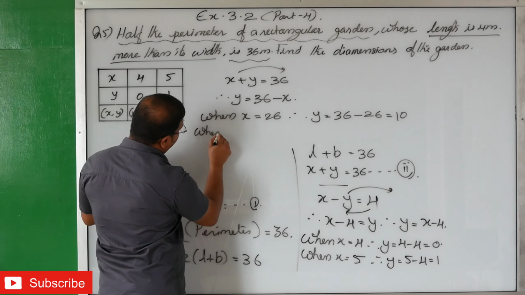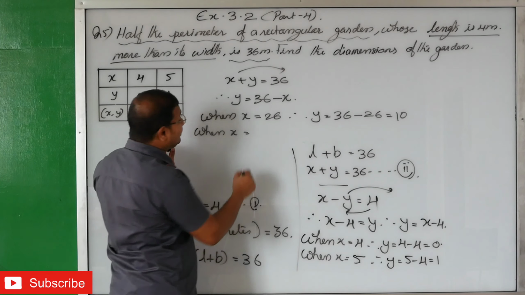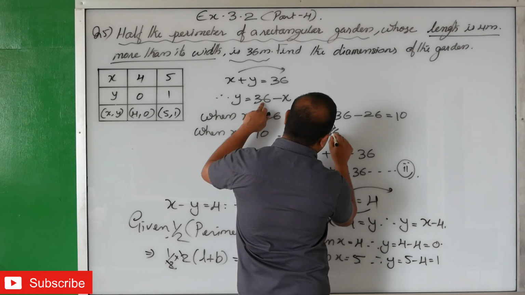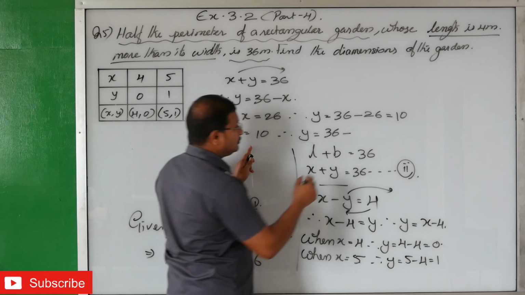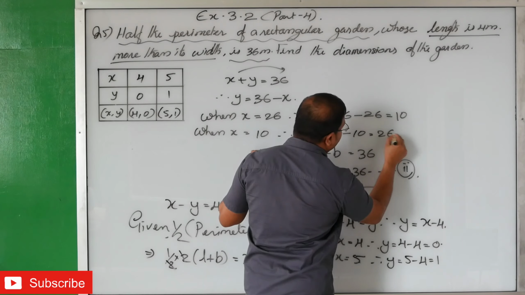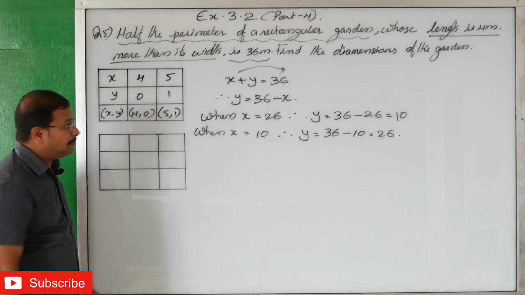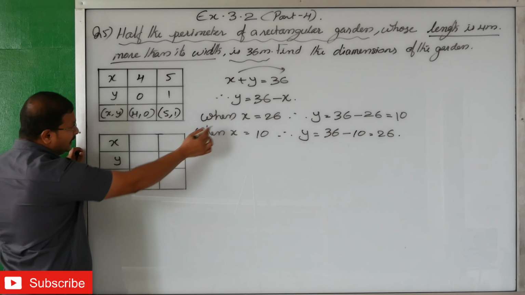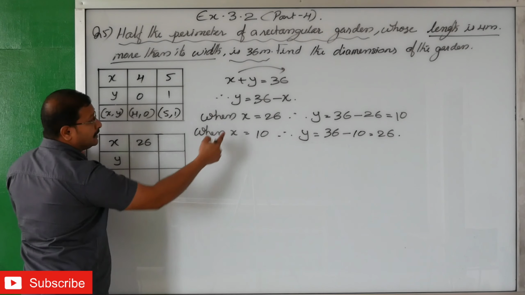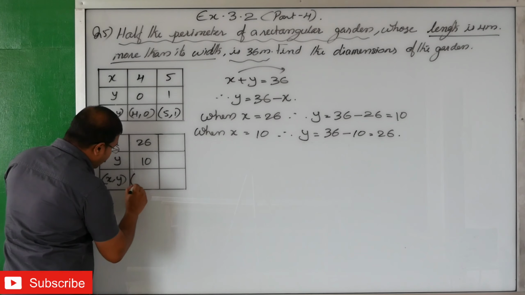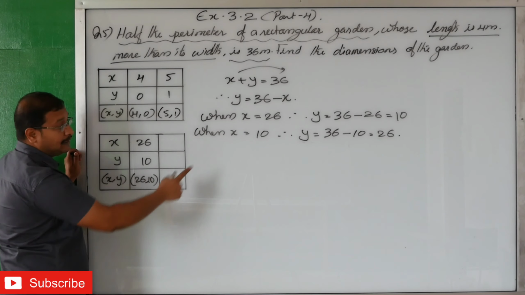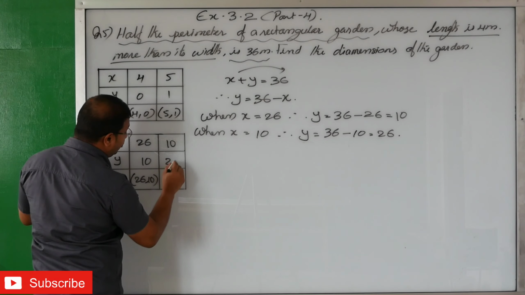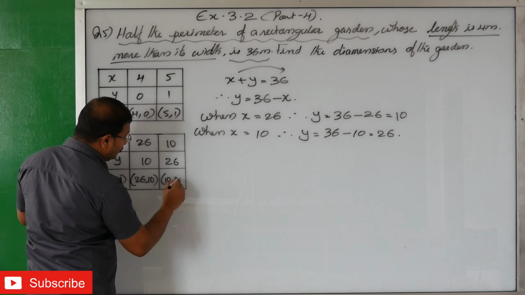After that, one more. When x equals, I am just taking 10, therefore y equals 36 minus, in place of x, 10. That means 36 minus 10 equals 26. Let's go for the next table, that is x, y, and then the coordinates x, y. First the value of x is 26, that time we got y as 10, so the coordinates are 26, 10. Second we took x as 10, that time y we got 26, so the coordinates are 10, 26.